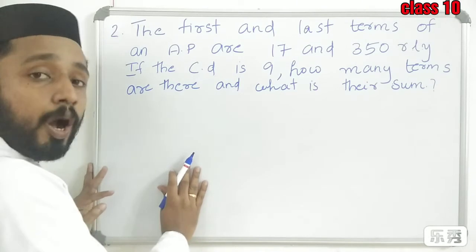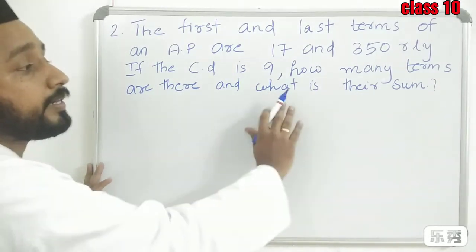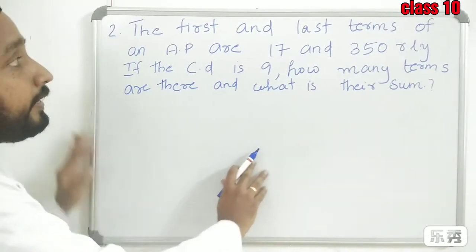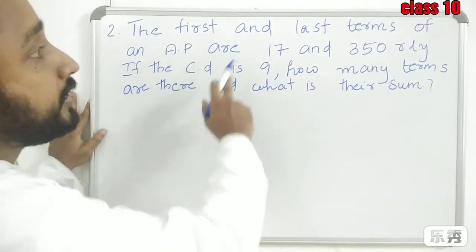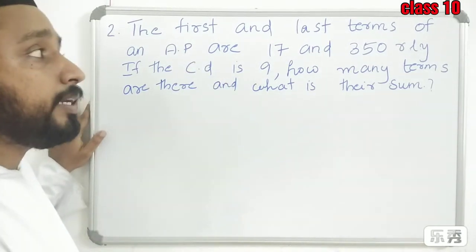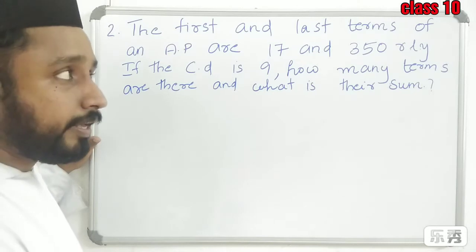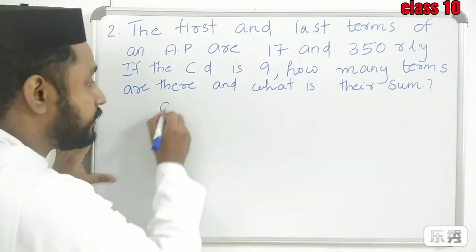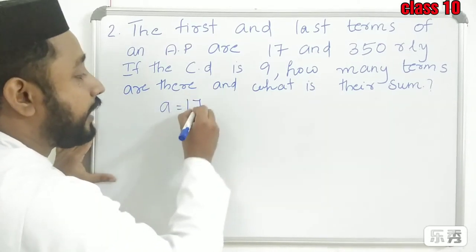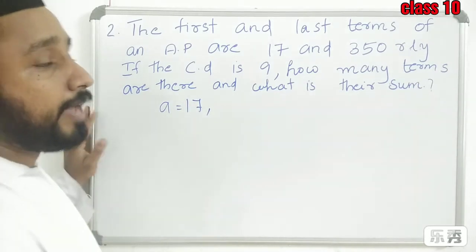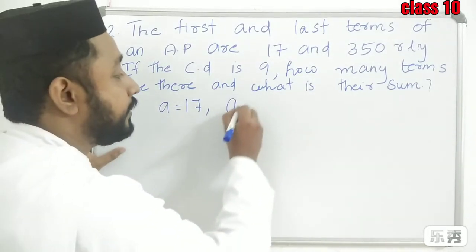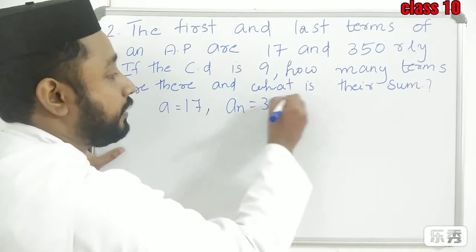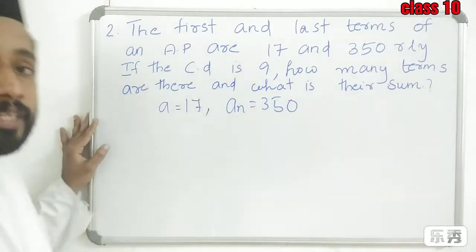How to find out how many terms are there and what is their sum. The given things are that the first term and the last term are 17 and 350 respectively. So the first term a is 17 and the last term an is equal to 350. Then the common difference is 9.